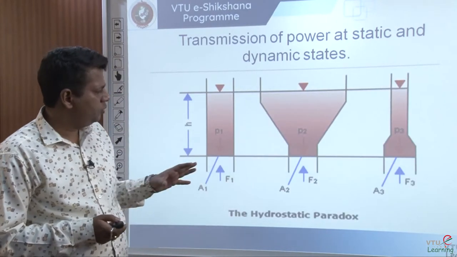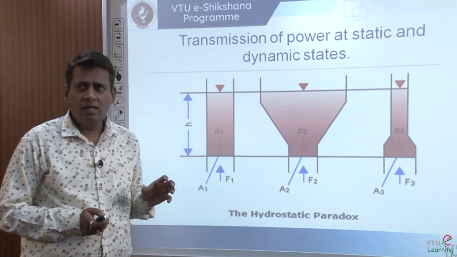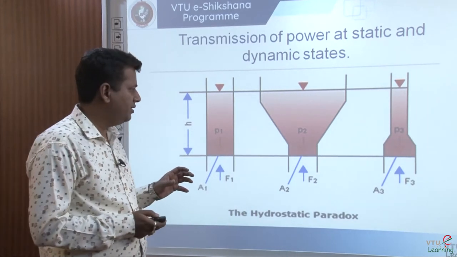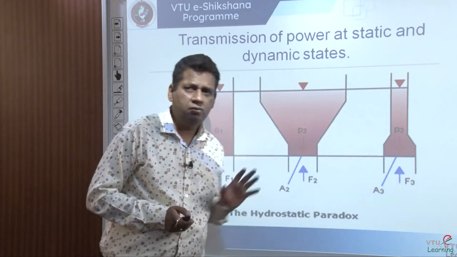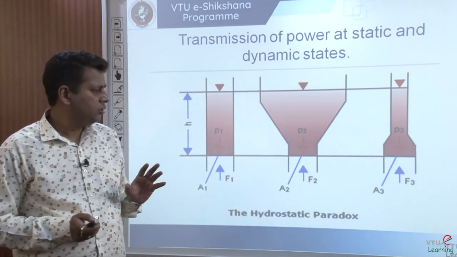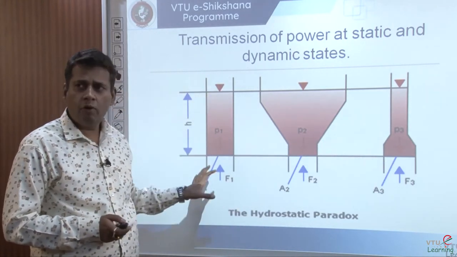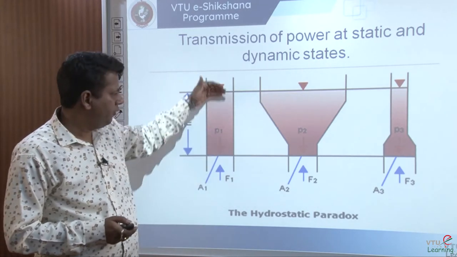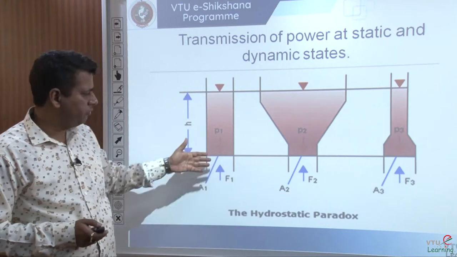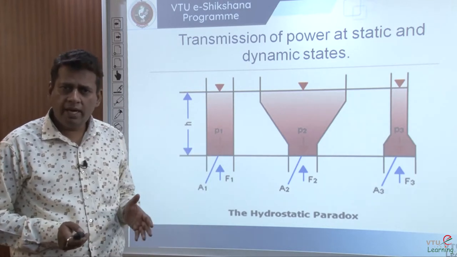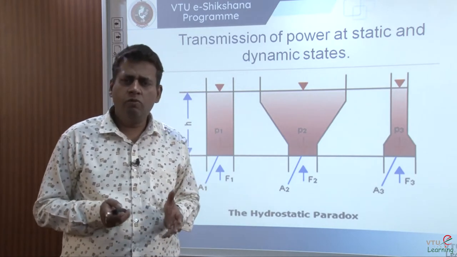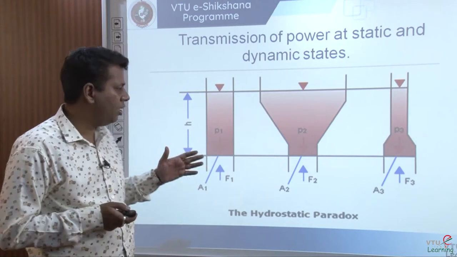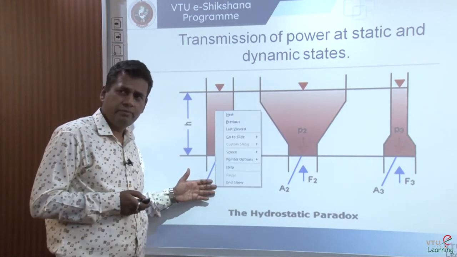If you see this diagram, you will see three different types of configuration, right? The first one is the normal flow. The uniform cross section is there, so pressure will be normal. We know that pressure is equal to force by area, so here a normal distribution of pressure occurs, right?